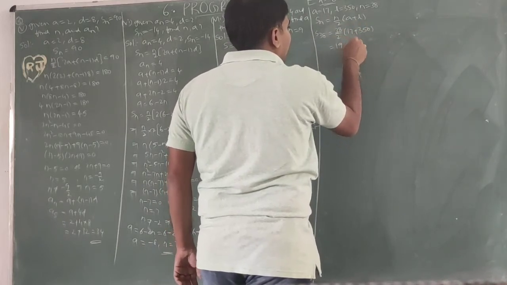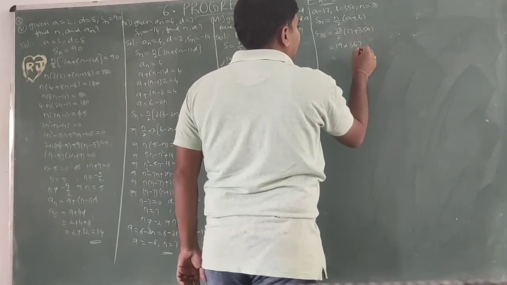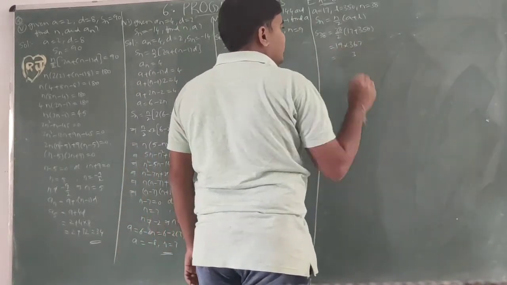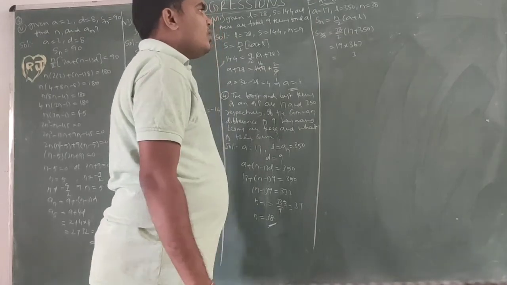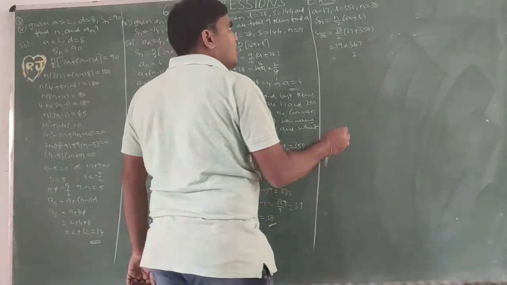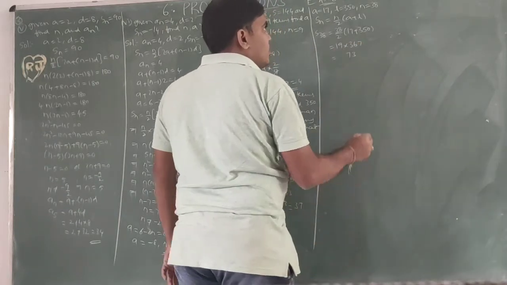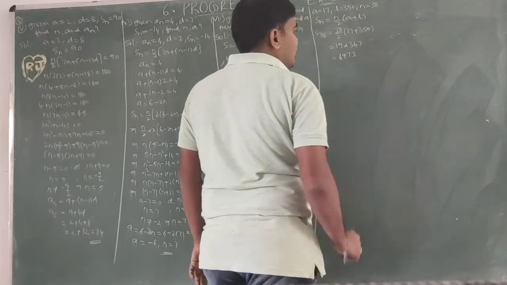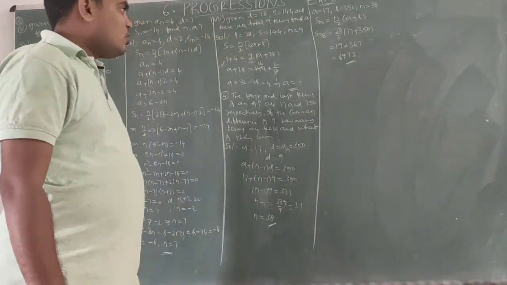38 by 2 is 19, into 367. 19 into 7 is 133. 19 into 6 is 114. 114 plus 19 is 133, 133 plus 12... 19 into 3 is 57. 57 plus 12 is 69. So 6973. This is the solution.